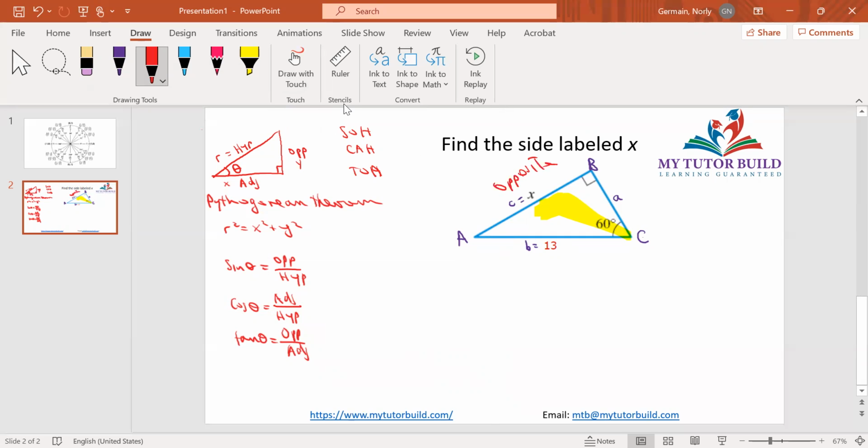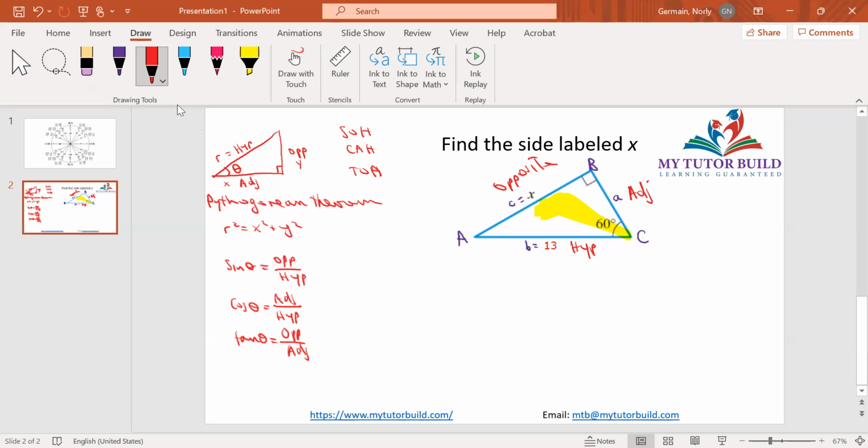Between the angle we are interested in, which is 60 degrees, so angle C, and B, the right angle, we're going to call this side adjacent, and the longest side we're going to call the hypotenuse. Now, because we are only looking for x, we can use either sine, cosine, or tangent to find x, but which one do you think is the easiest one here?